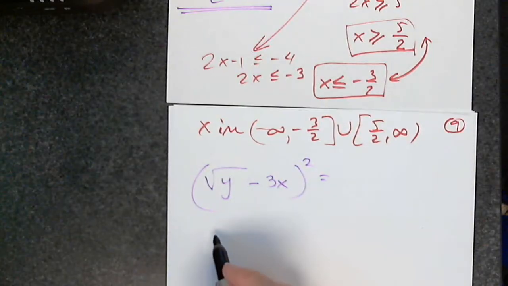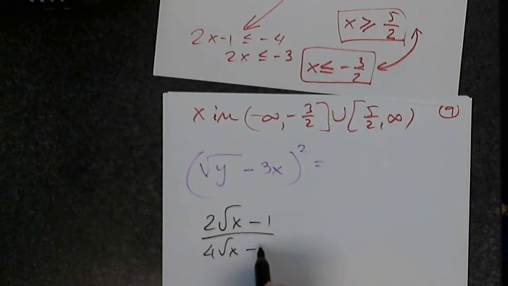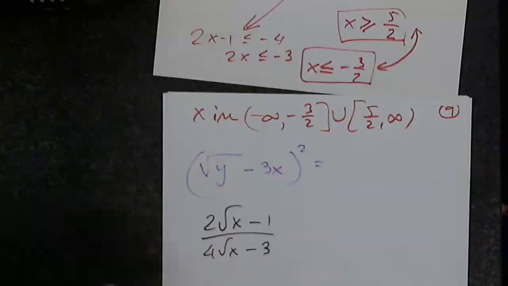Let's look at a rationalizing. The square root of x minus 1 over 4 the square root of x minus 3. We want to rationalize the denominator. Do we have an answer for the first one? Okay, can anyone? Yes, y.